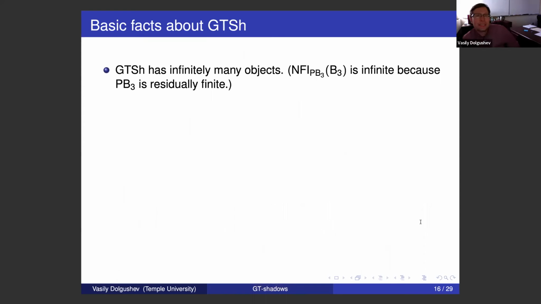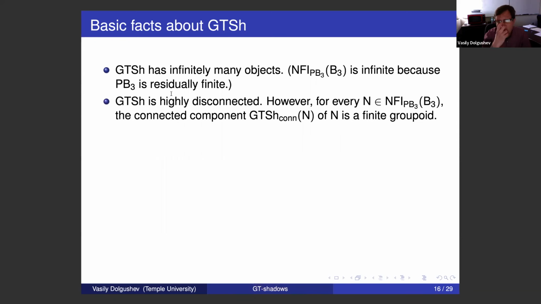So here are basic facts about this groupoid. First of all, this groupoid has infinitely many objects. Why? Because the poset is infinite, because PB3 is residually finite. And then this groupoid is highly disconnected.